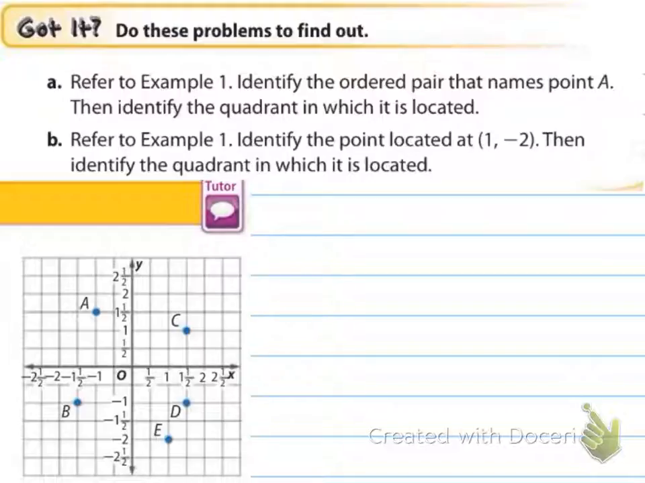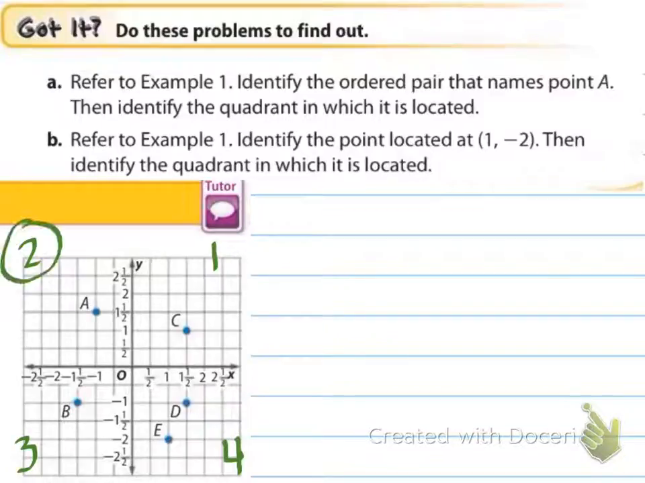So A said refer to example 1, so I went ahead and pasted it down here so that we can use it, and it's right here in front of me. It says to identify the ordered pair that names point A, and then identify the quadrant in which it is located. So again, go ahead and number those. 1 is the first one we learned, 2, 3, and 4. If you can always remember 1 is the first one we learned, you'll be good to go.